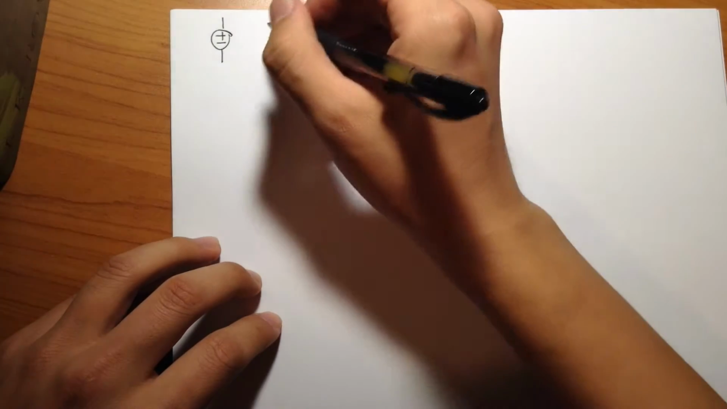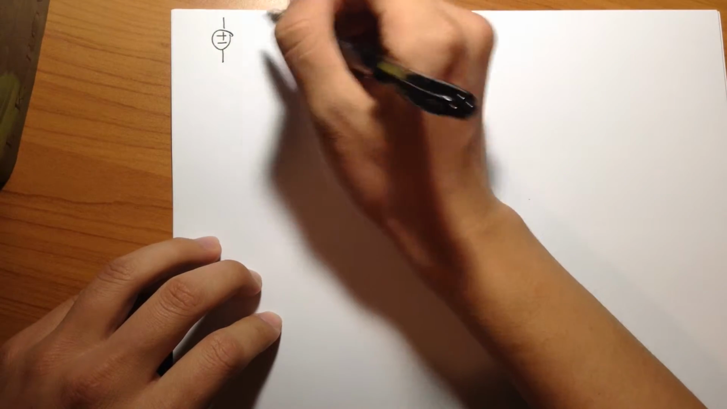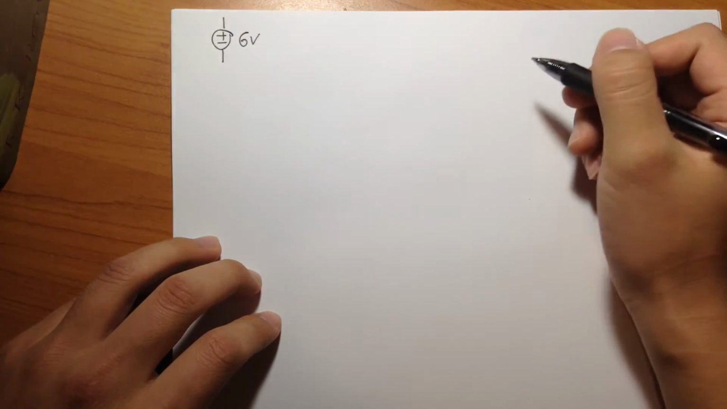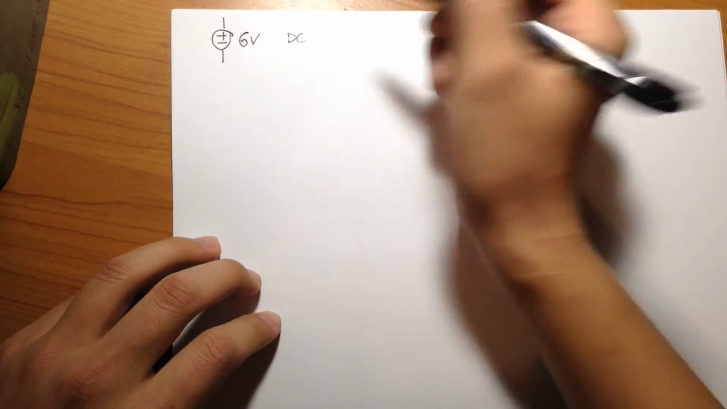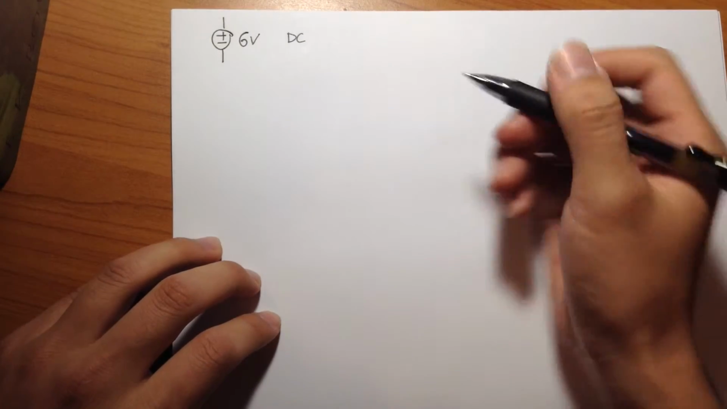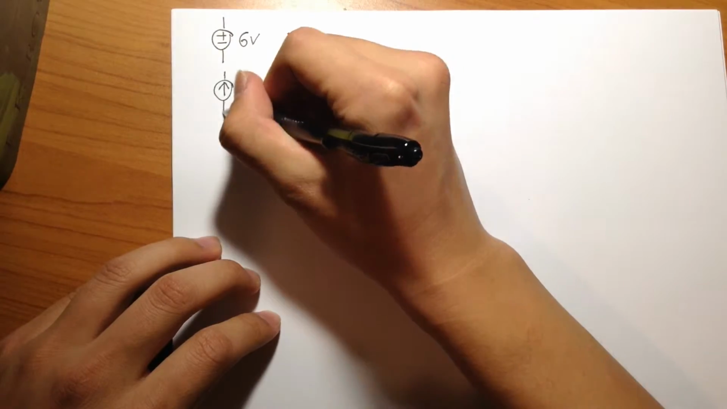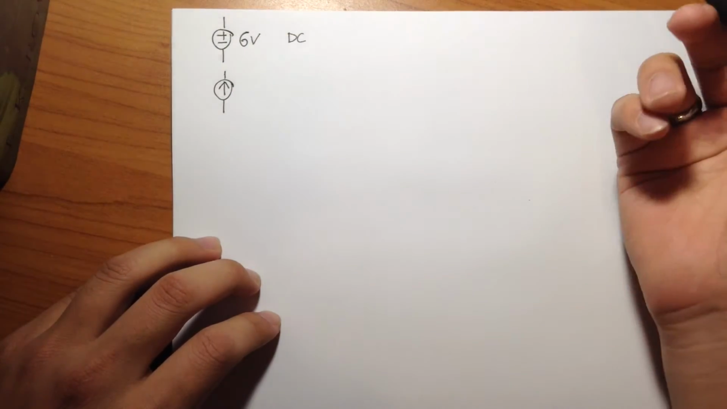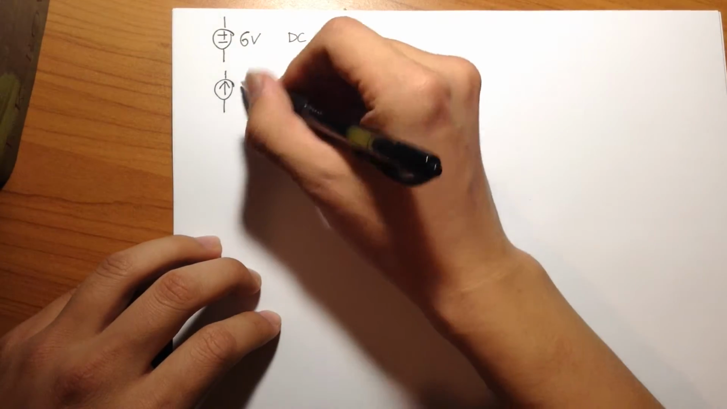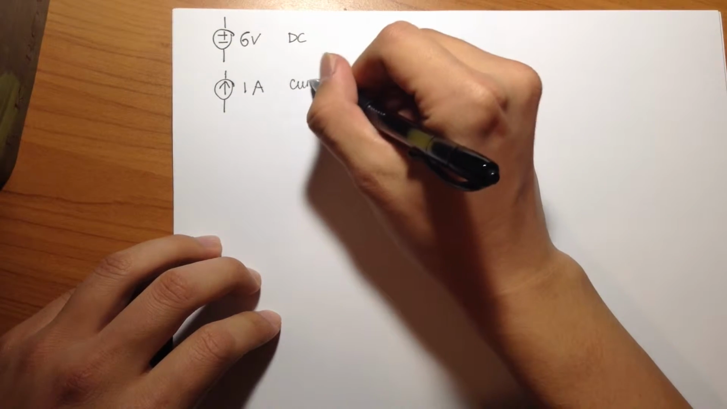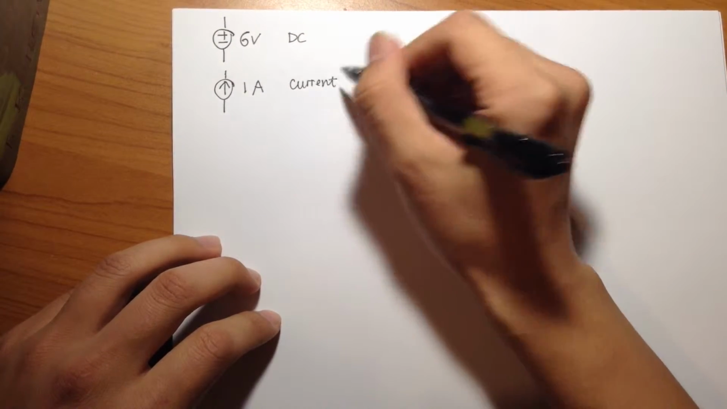And if you have a specific DC voltage value that you know, you can label it beside it like this. So let's say 6 volts. So that would be the DC power source. And if you have a current source, then you draw it like this. And you label the current value on the side. Let's say 1 amp. So this would be the current source. Again, DC current.